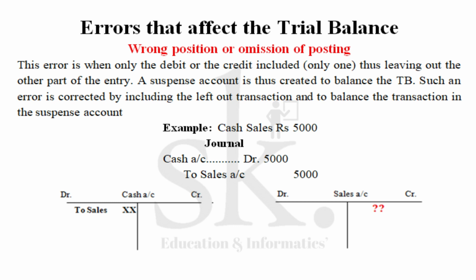Naturally, as per this example, your sales account total will not match, and thereby the trial balance will not match. So we use a term known as a suspense account in order to match the trial balance, and this suspense account requires further adjustment while we do final accounts. So in order to match a trial balance, we use a suspense account if there is any wrong posting or omission of posting in our trial balance.